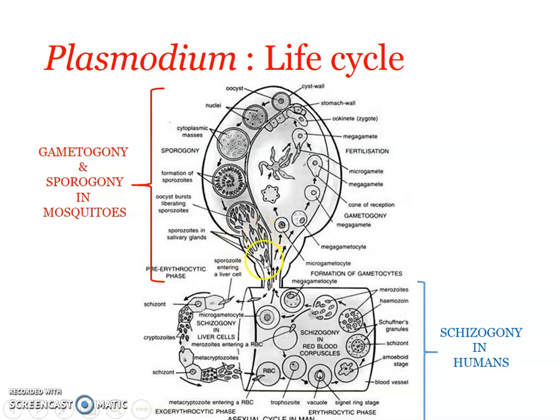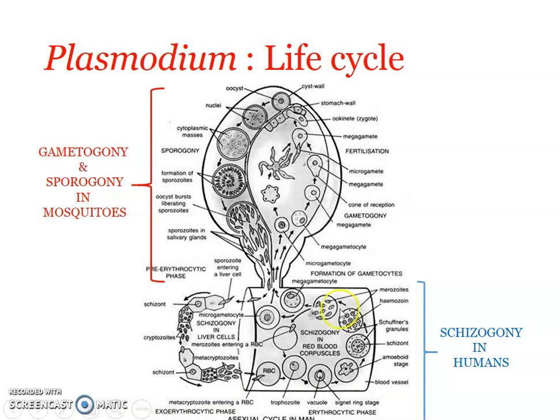Humans are the intermediate host and the primary host is the mosquito. The asexual phase completed within the humans is referred to as schizogony, which is a type of asexual reproduction that involves multiple fission. During this, the nuclear divisions are completed before the cytoplasmic divisions begin. So it is not simultaneous. One is completed and then only the cytoplasmic division starts.